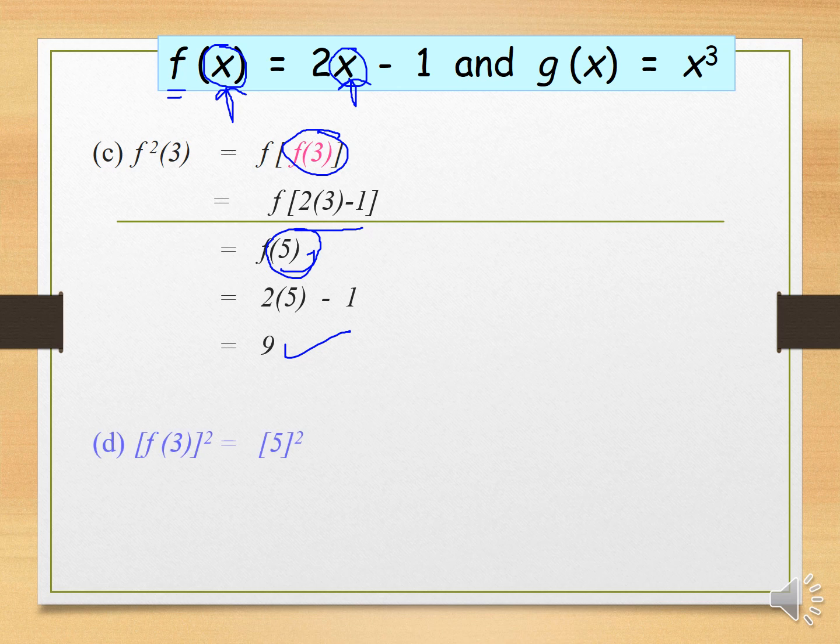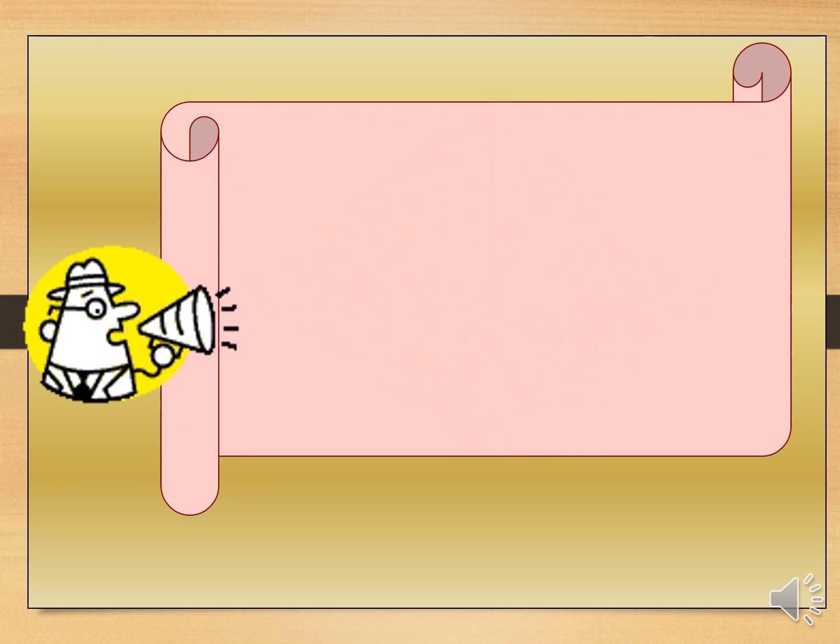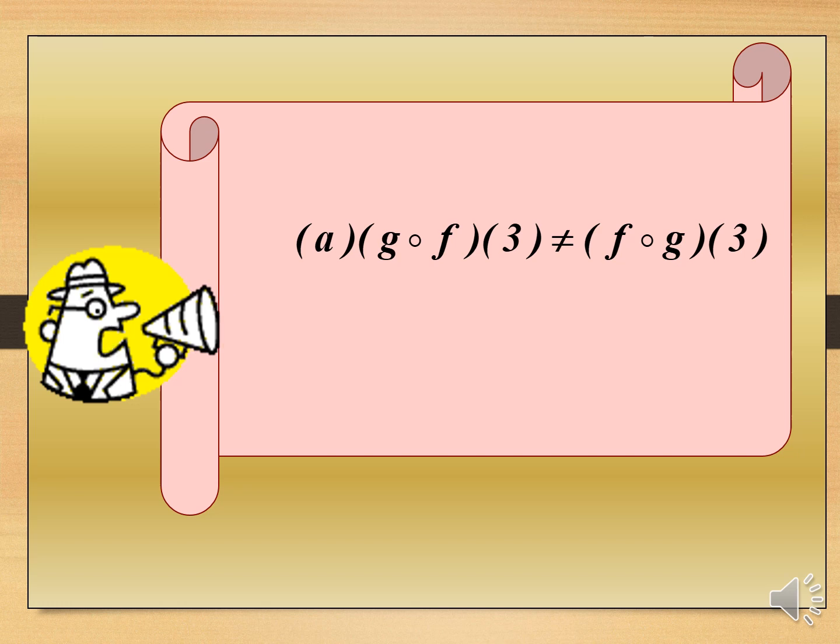For question D, find f(3) squared. f(3) means 3 is the input for function f. Therefore, we have f(3) equals 2 times 3 minus 1, which is 5, and 5 squared equals 25. Take note that g composite f(3) is not equal to f composite g(3). What can you observe here?